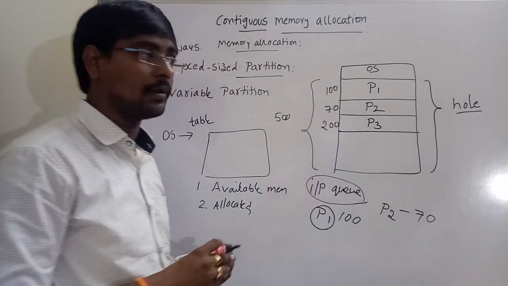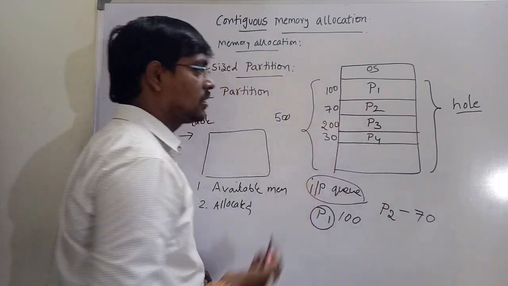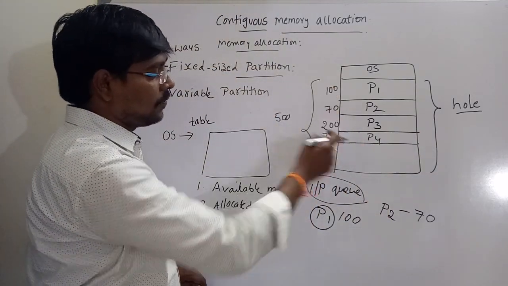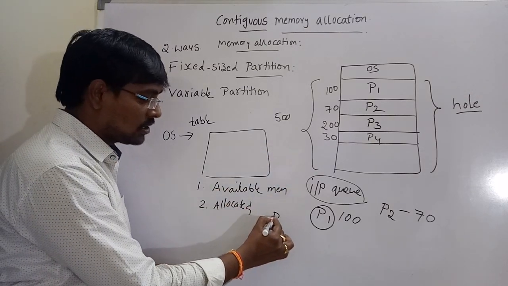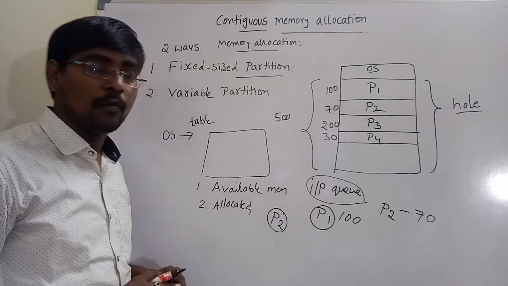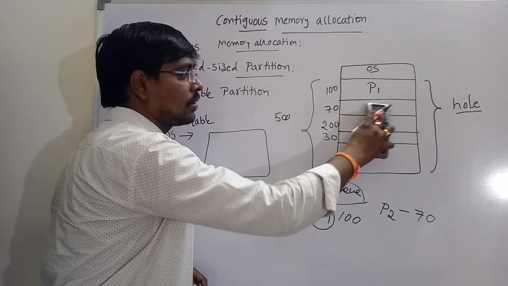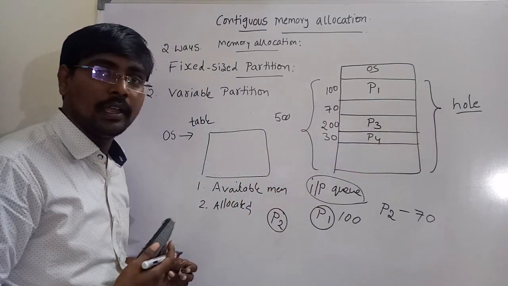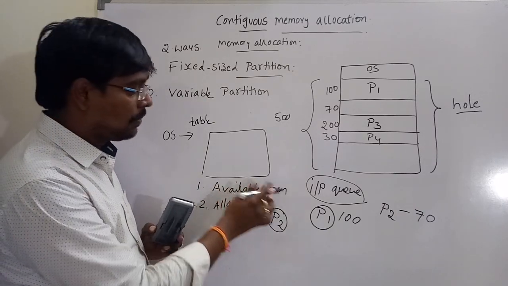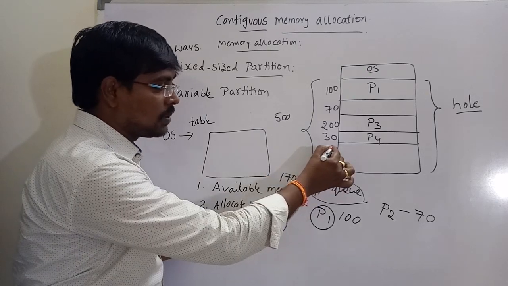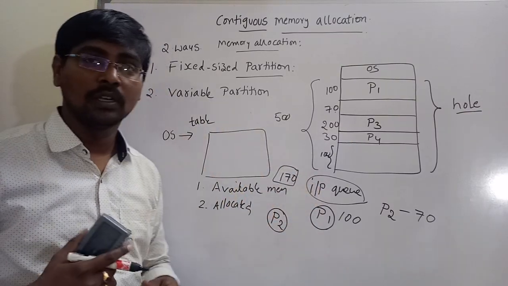I am assigning 200. Next process P4, suppose the requirement of process P4 is 30. So how much is completed? 300, 400. Only 100 bytes of memory is available. Assume process P2 is deleted. Whenever a process is deleted, it forms a hole. Now the available memory is 170. This space is 100, that space is 70. Total available memory is 170.